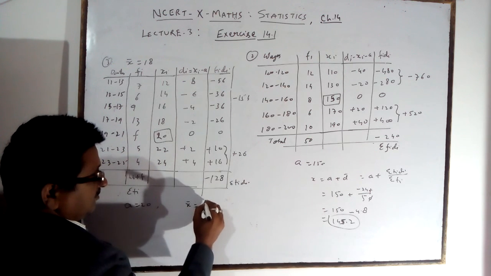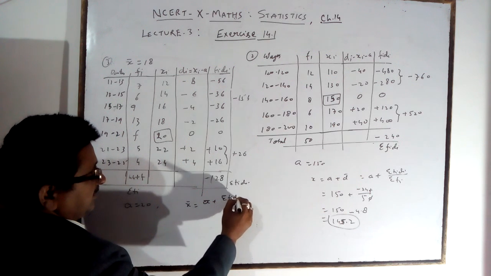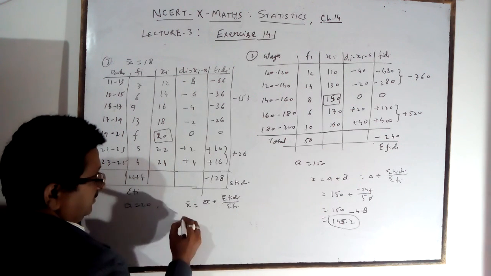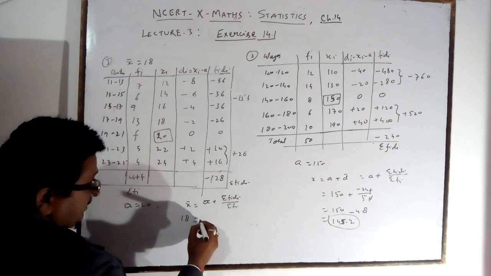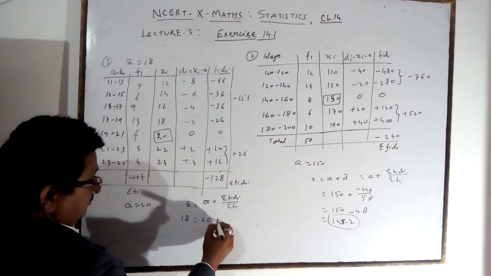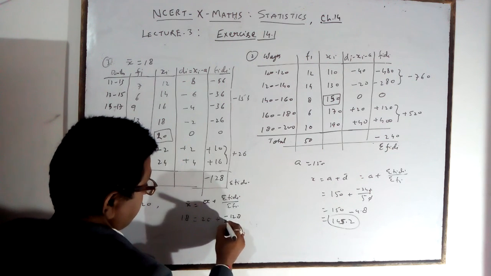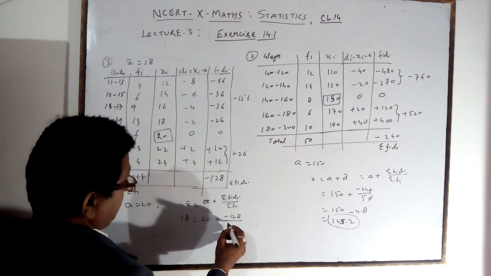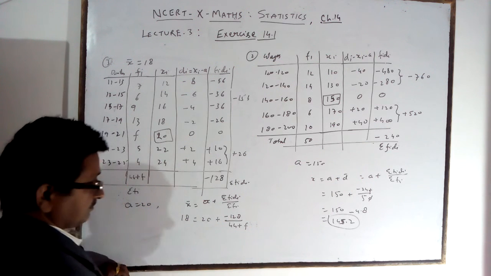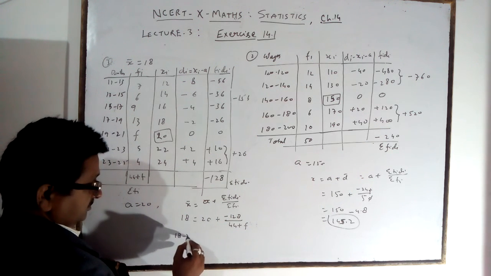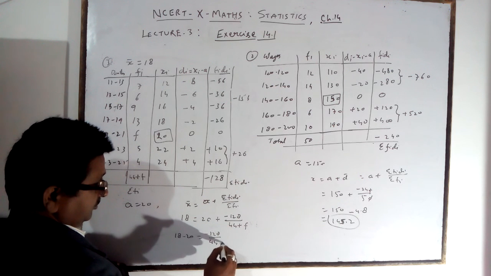Put the value: x bar is equal to A plus sigma Fi di upon sigma Fi. 18 is the x bar given here. A is 20 plus minus 128 divided by 44 plus f. So 18 minus 20 is equal to minus 128 upon 44 plus f.